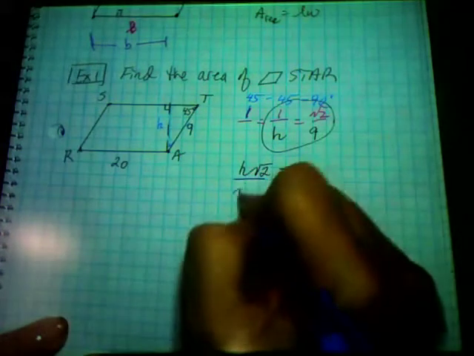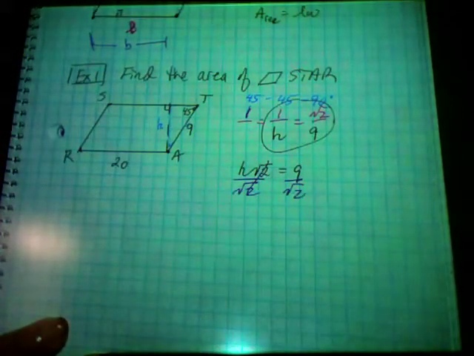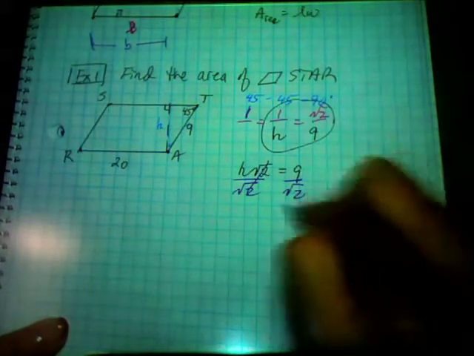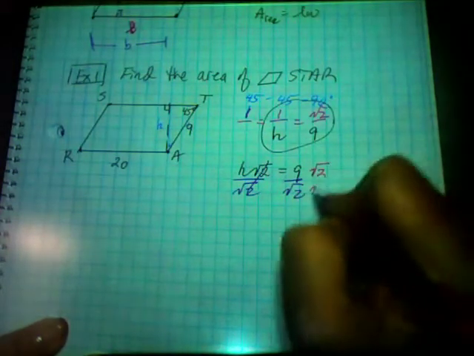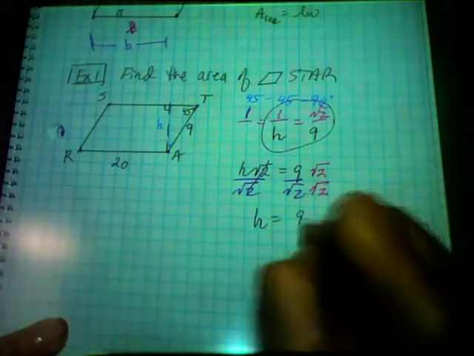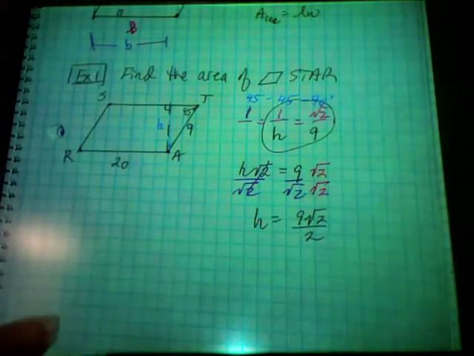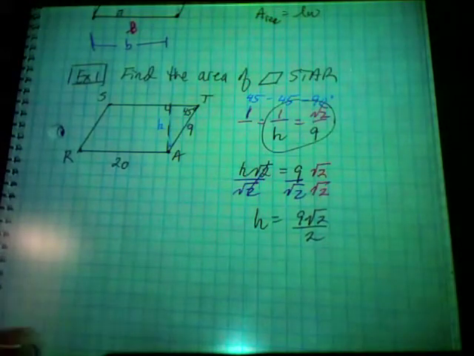Divide by radical 2. Can I leave my answer like this? No. So I have to rationalize, right? So whatever your denominator is, multiply top and bottom by that rad 2. And so h is really 9 radical 2 all over 2. So it's not a happy height. But now, this is step 1.